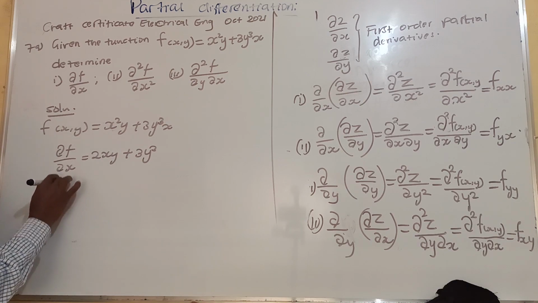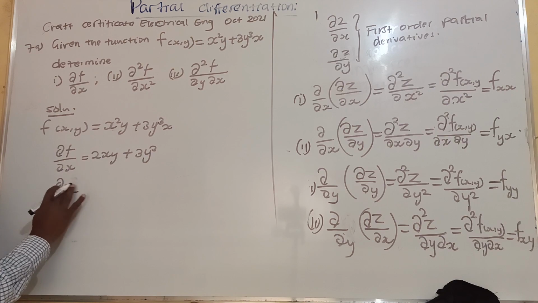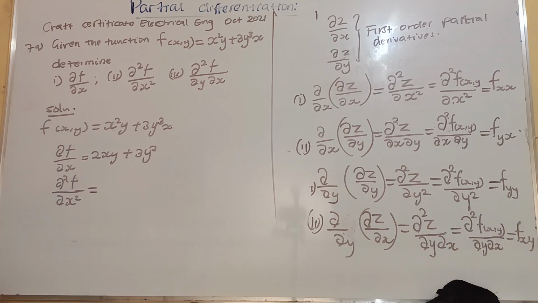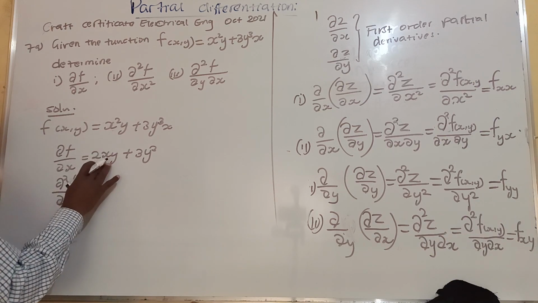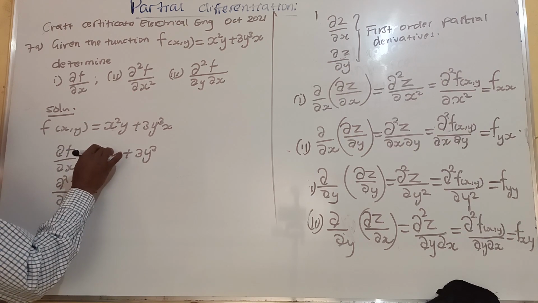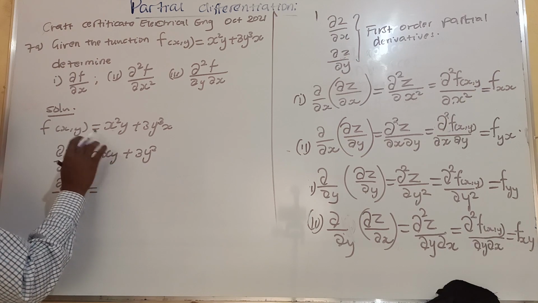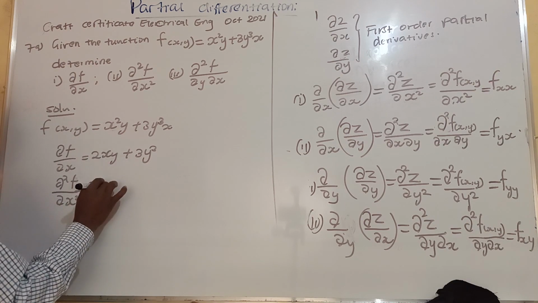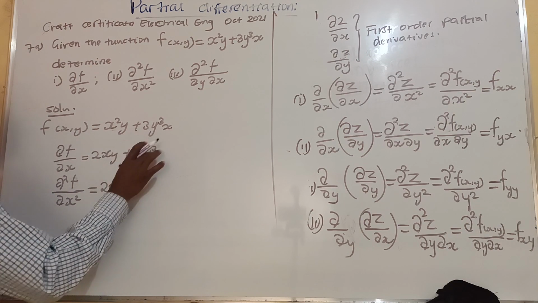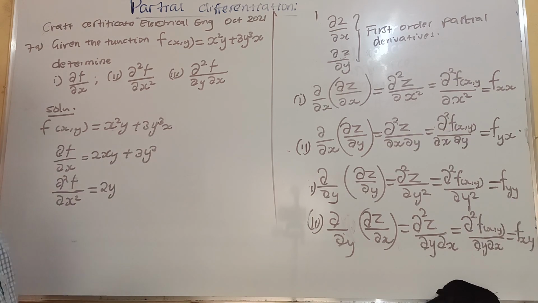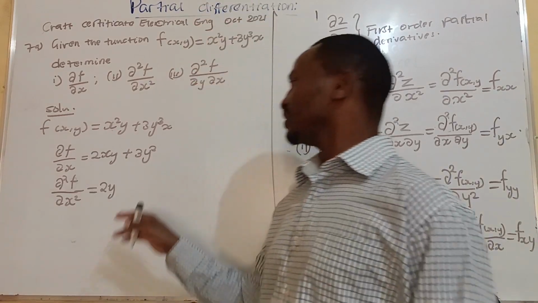If you now differentiate again this first order derivative, you get a second order partial derivative of the function with respect to x. You differentiate this with respect to x, you are considering x as your variable. You differentiate this x with respect to x, it will disappear, y is a constant. Since y is a constant, if you differentiate 3y cubed, which is a constant, it will disappear.